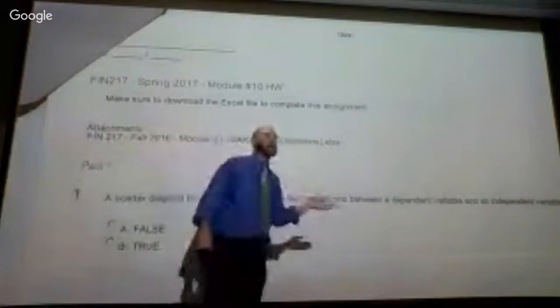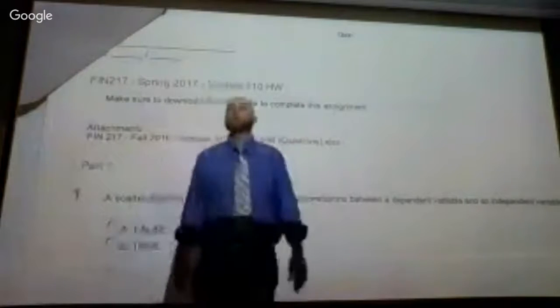Cool. Question one, true or false? A scatter diagram, otherwise known as a scatter plot, is a graph that portrays the correlation between a dependent variable and an independent variable. True or false? Can you see whether or not there's a correlation by looking at a scatter plot? Alex? Yeah. So therefore, yeah. True. Number one is true. 100 to go.